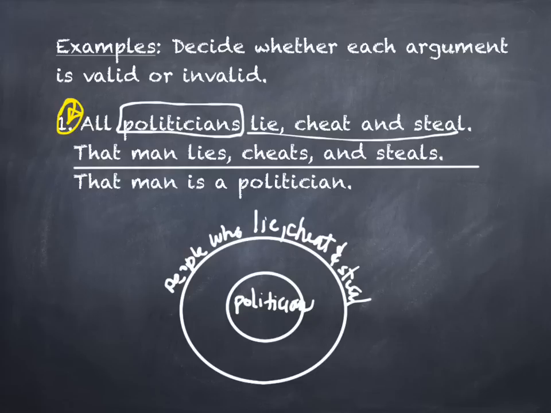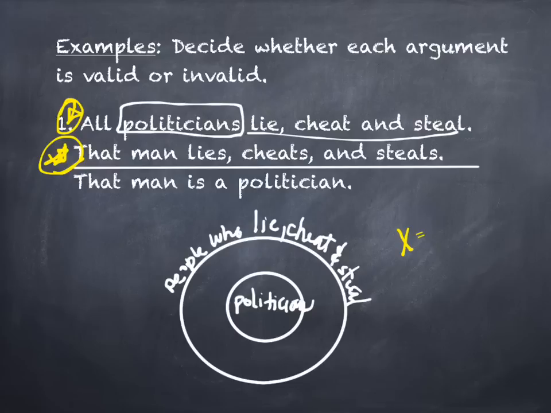Okay, that's the first sentence. The first sentence gave us this picture. Sentence number 2 is right here, we'll do that one next. It says, that man lies, cheats, and steals. So what we're going to do is write down to the side, pick your favorite letter. I'm going to use X because I'm a math person, so that's got to be my favorite letter.